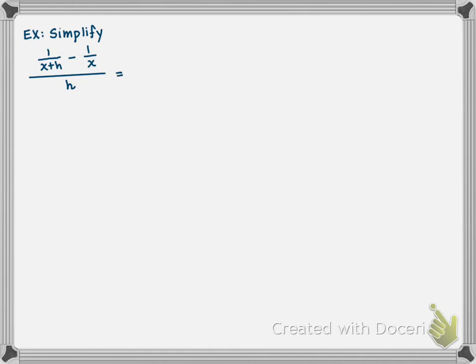So we have to put parentheses around our x plus h, right? That's a separate factor because there's nothing I can multiply x by to get x plus h. So I can't combine those in any way. I just have to have a single factor of x and a single factor of x plus h in my LCD. So we have 1 over x plus h, and I'm going to need a factor of x, minus 1 over x times x plus h, over x plus h.